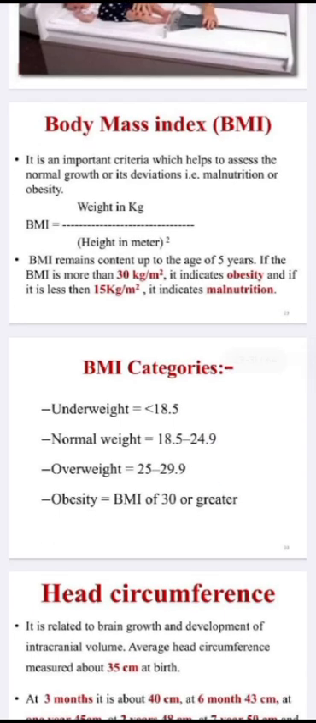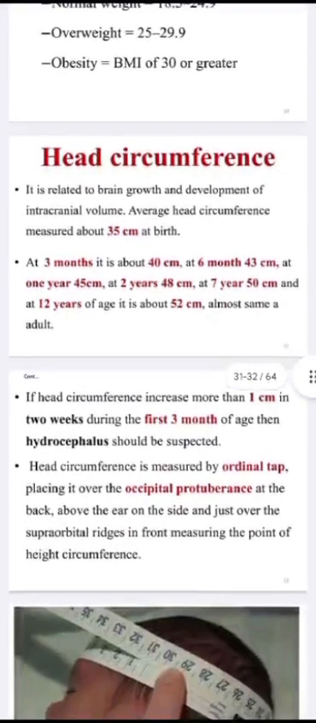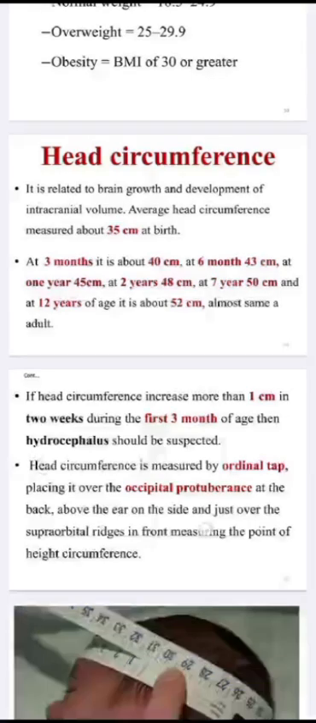So BMI remains constant up to the age of 5 years, and if the BMI is more than 30 kg, then it indicates obesity, and if it is less than 15 kg, then it indicates malnutrition. So BMI categories are underweight, normal weight, overweight, obesity. There are certain values. Then head circumference, it is related to brain and growth development of the intracranial average.